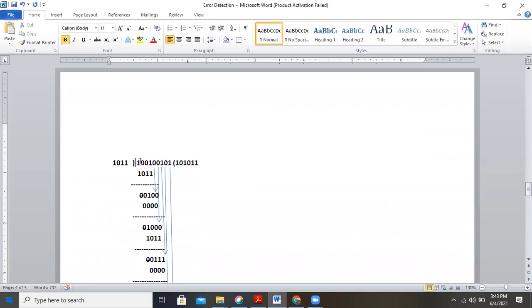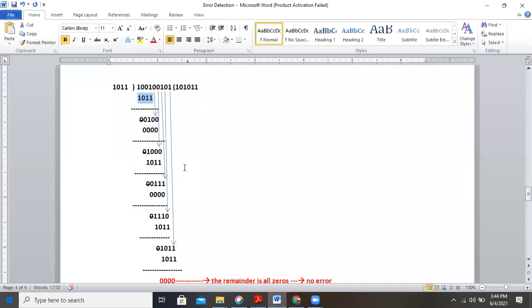Again, the received transmission polynomial is what? 1 0 0 1 0 0 1 0 1. So this 1 0 1 is what? The CRC bits. Okay. So the key is 1 0 1 1. So again it will be performing the same division operation. So division operation is what? Modulo division, so performing XOR with the subtractions.